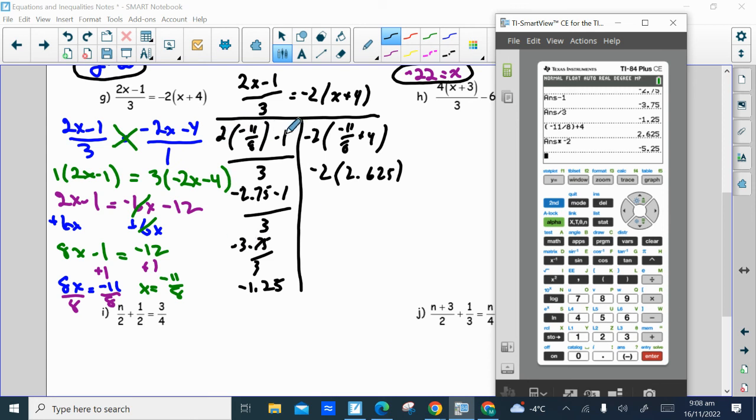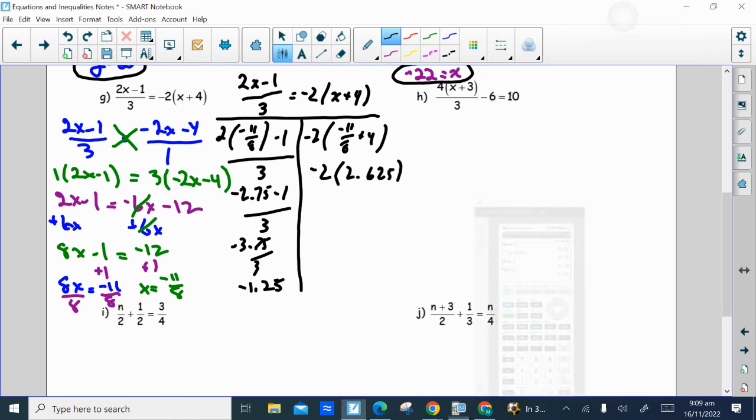So 2 times x, take away 1 over 3, so this is correct. Then now I'm going to check this by, again, going in brackets, negative 11 divided by 8, put that in brackets, times 2, negative 2.75 is correct, minus 1 is negative 3.75, divided by 3. So I did everything correct in my check. So my mistake has to be somewhere when I actually solve the equation. So we'll go back and check and see where that is.